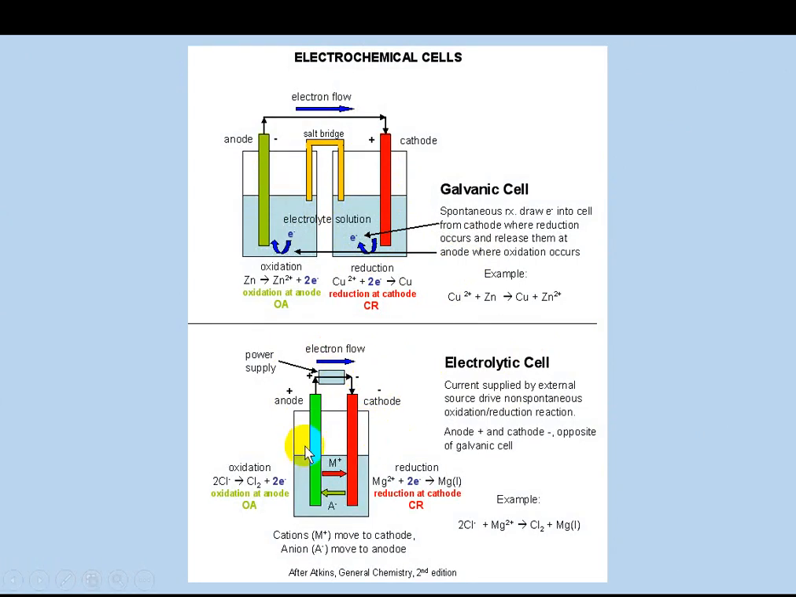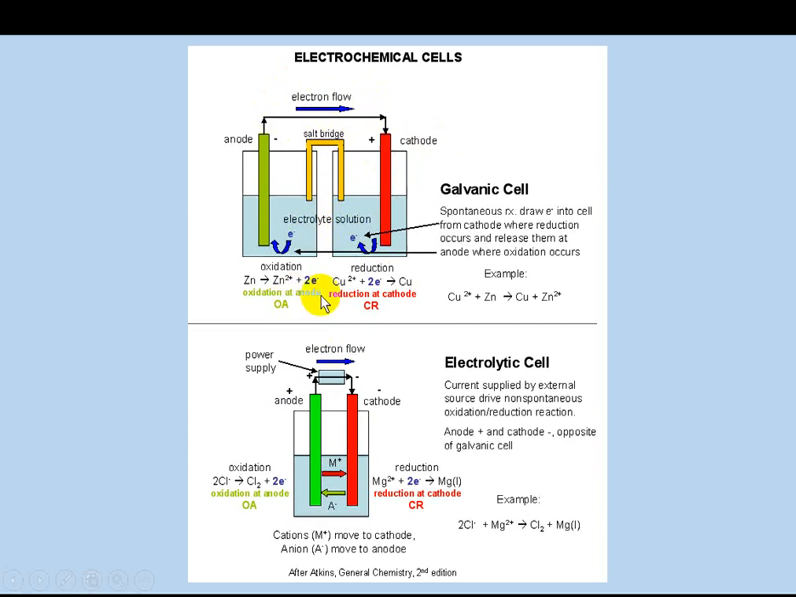In the electrolytic cell, the positive electrode is called the anode, and the negative electrode is called the cathode. This is the external source. An external source is used in an electrolytic cell. In our galvanic cell, the negative electrode is the anode and the positive electrode is the cathode. No external source is used here.